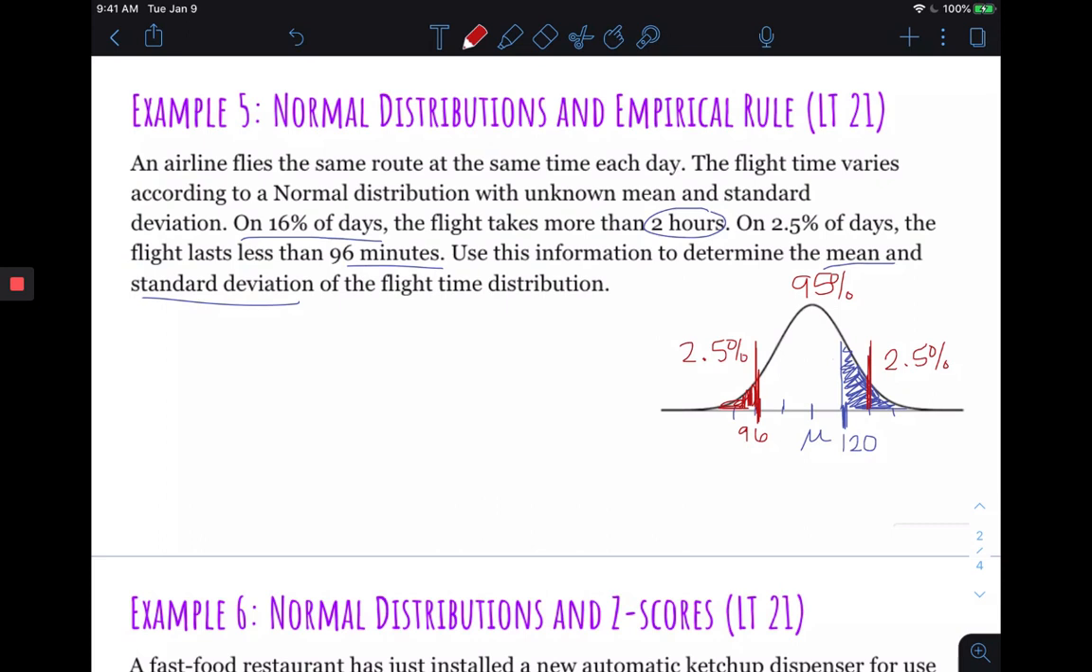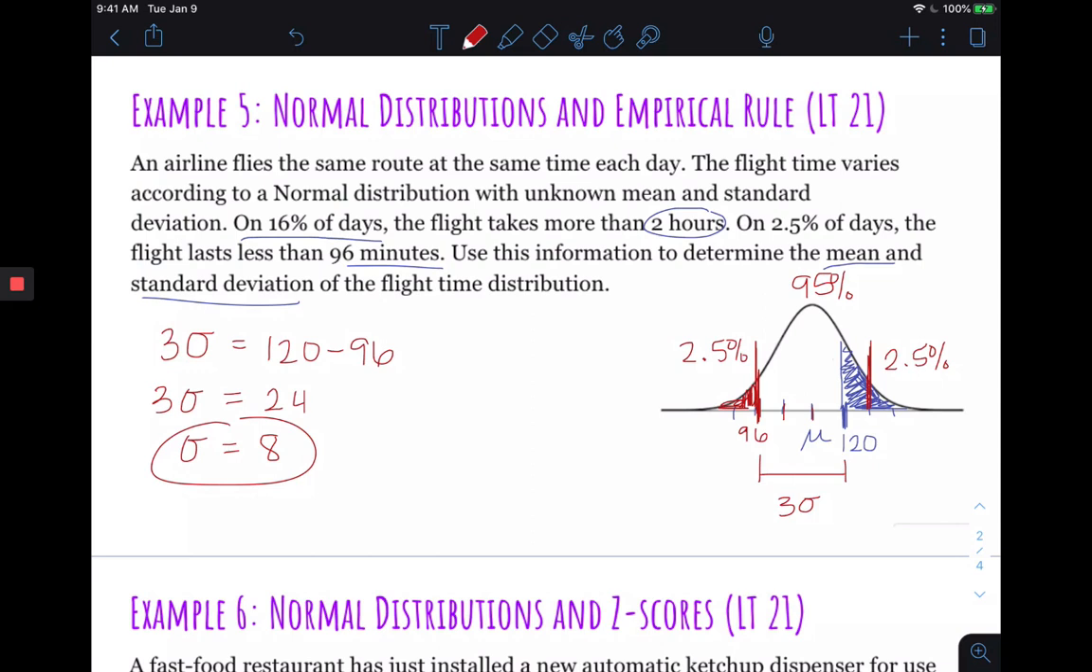And then as long as I have those 2 marks, I can figure out what the standard deviation and mean are. So from here to here, from 96 to 120, is 3 standard deviations. So I'm just going to make a little formula. 3 standard deviations is the distance from 120 to 96, which is 24. So that means 1 standard deviation must be 8. If 3 standard deviations is 24, 1 standard deviation must be 8. So each of these marks are 8 units apart, 8 minutes apart.